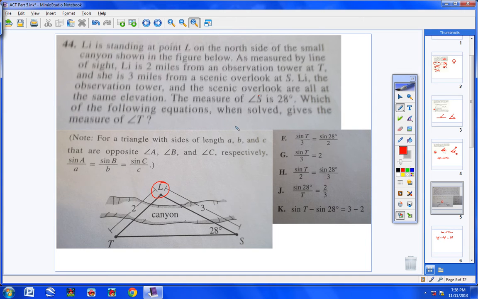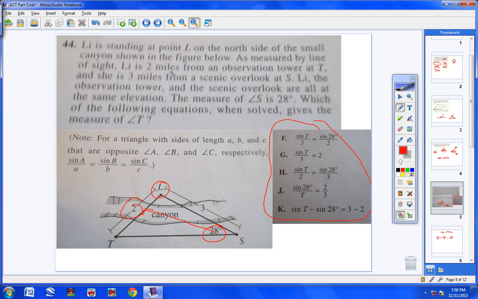And then lastly, notice what they're asking for. Which of the following equations, and here's your list of equations you're going to look at right here. Which of the following equations, when solved, gives the measure of angle T? Now, what you're taught, and again, a lot of you might not have had this, but what you're taught when it comes to the law of sines is you're looking for a pair. You're looking for an angle and the side opposite that angle. And notice how we know both of those. We know the measure of this angle and we know the measure of that side.